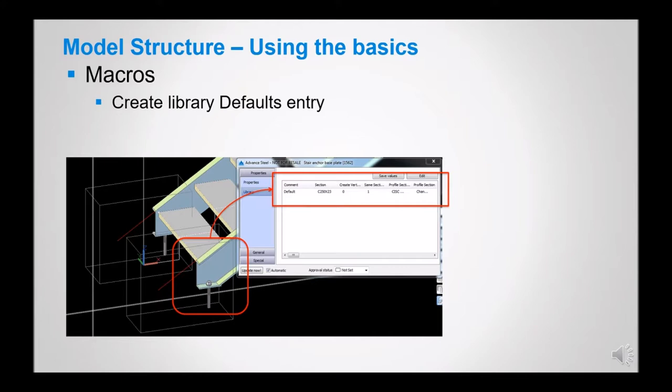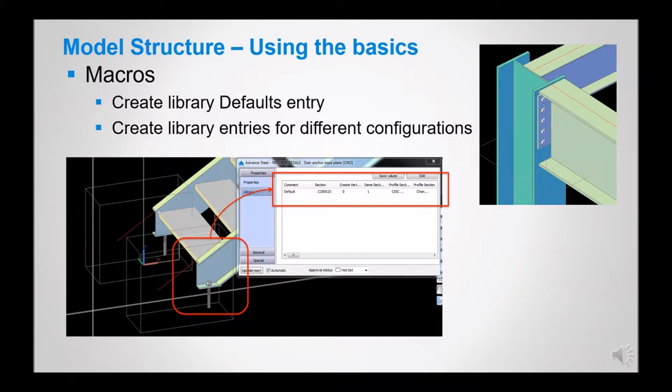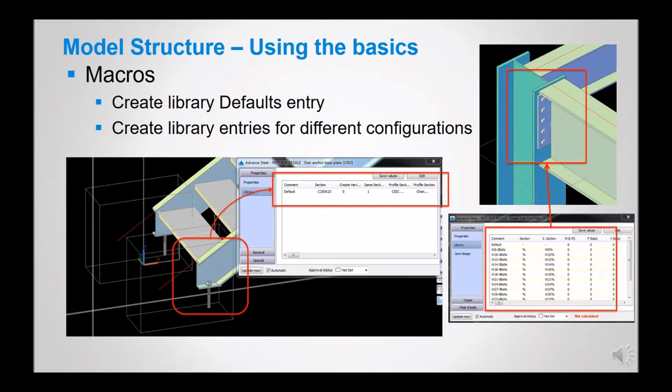The other part of the library is to create library entries for different configurations. Depending on which country you're in, you might find some of these already stored in the system. For this example, we have a table entry in the library created for a connection between two types of beams and columns. There's a series of those available depending on what column size it is and what bolt layout it is.